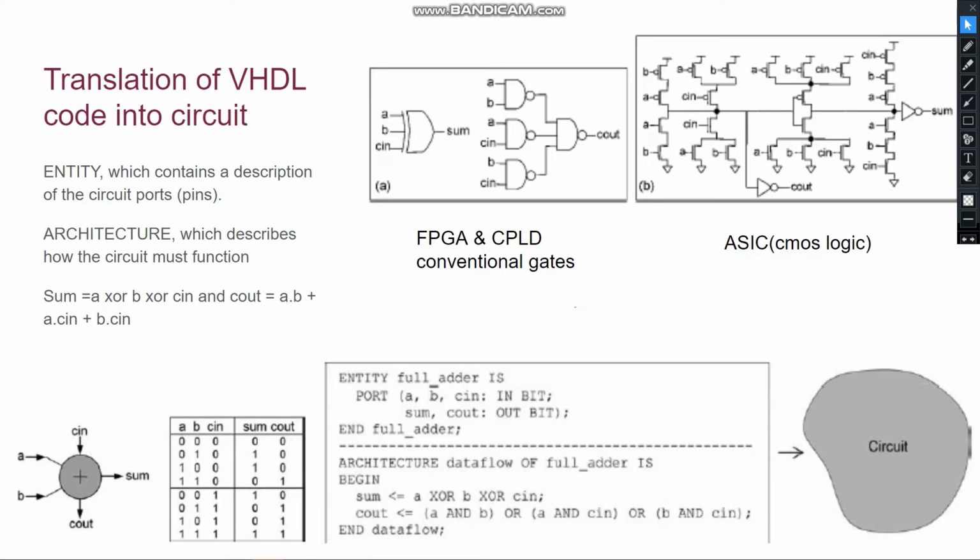Now this example code will be converted into a circuit. And how does the circuit look? If it is an FPGA or a CPLD, this is how you're going to see the synthesis. In case it is an ASIC model, then you're going to see the circuit something like this. This is CMOS logic, and FPGA and CPLD use conventional logic gates.